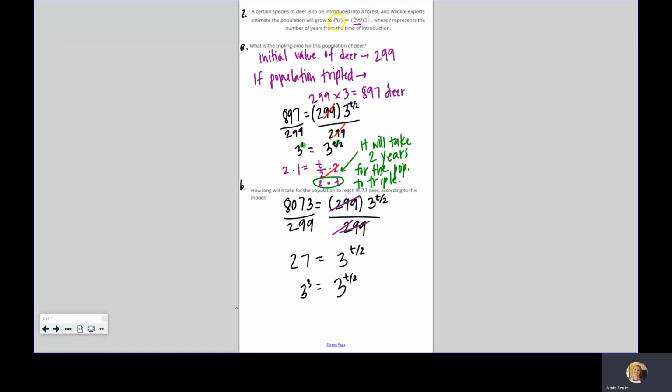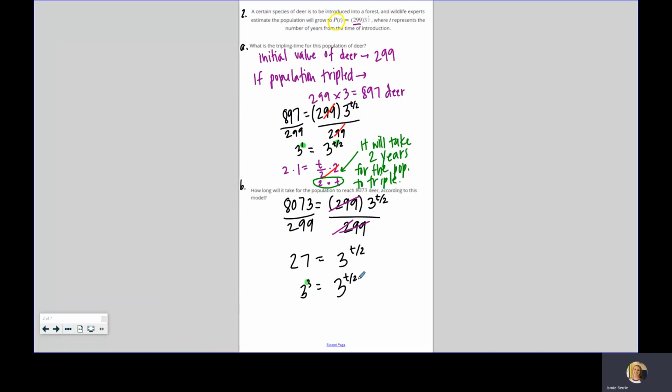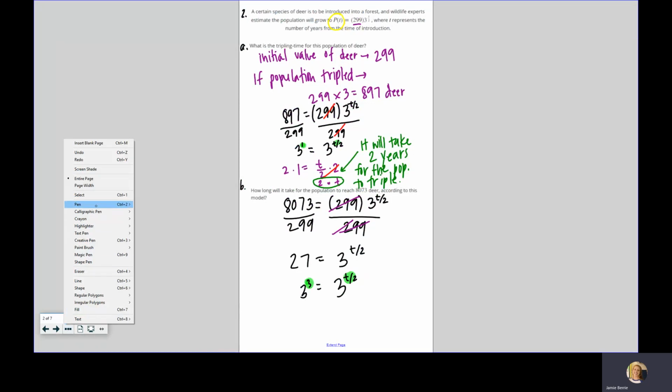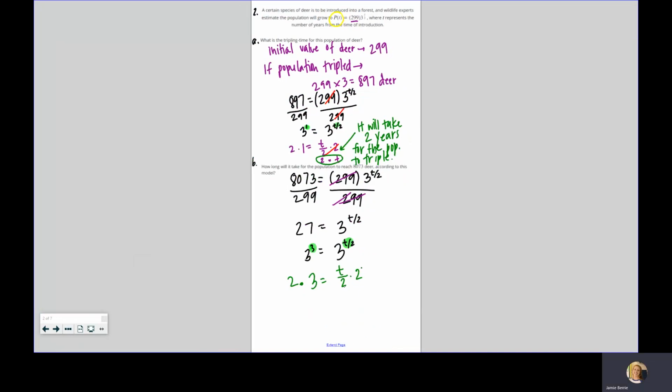All right, so now they have the same base, so you can just go ahead and set the exponents equal to each other. So there's my exponents. I'm going to set those equal. So we have 3 equals t over 2. Again, multiply both sides by 2 to get t by itself. All right, so that tells us that t is equal to 6. So it's going to take 6 years for the population to reach 8,073.